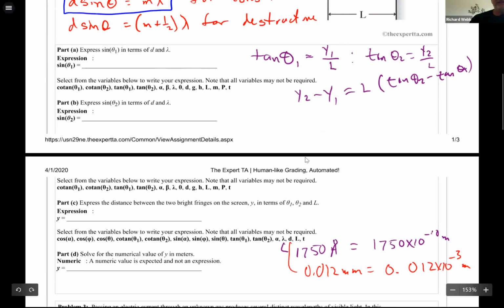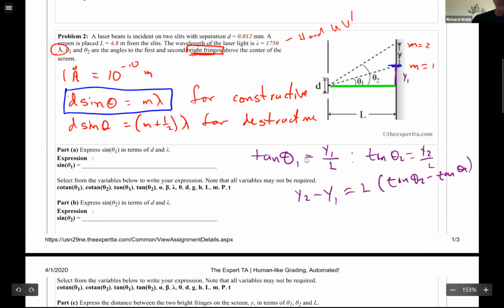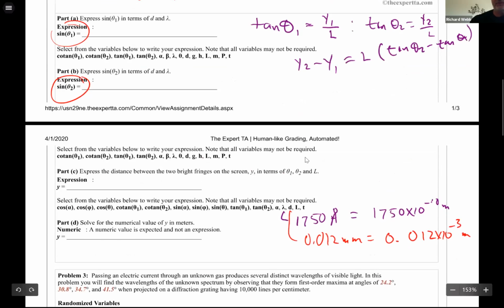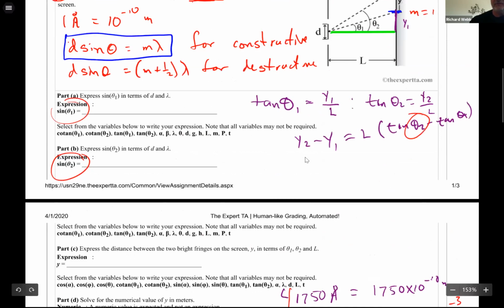So yes, the first thing I would do is to actually calculate what theta 1 and theta 2 are from those two calculations, and then plug those angles into here. Now, if you want to be lazy, none of us want to be lazy, right?